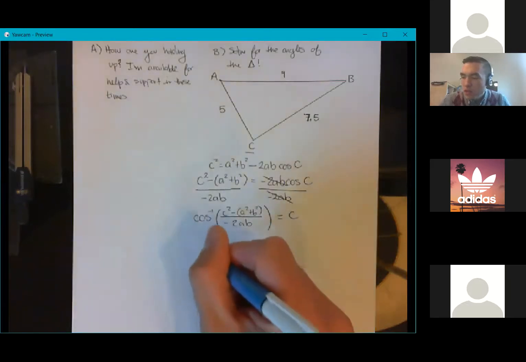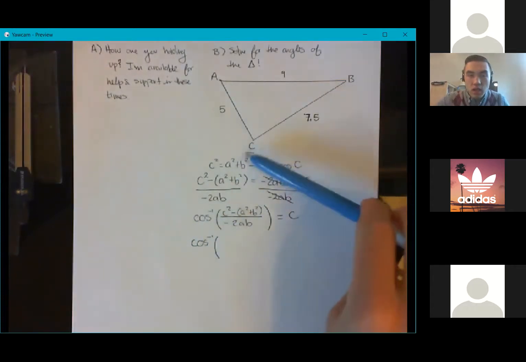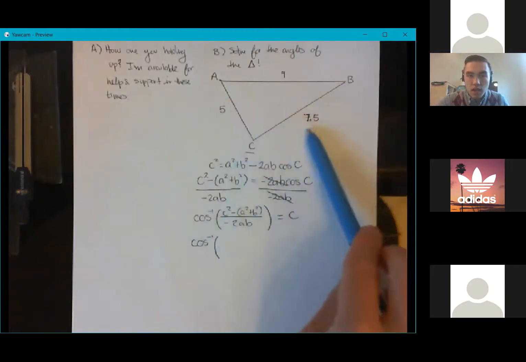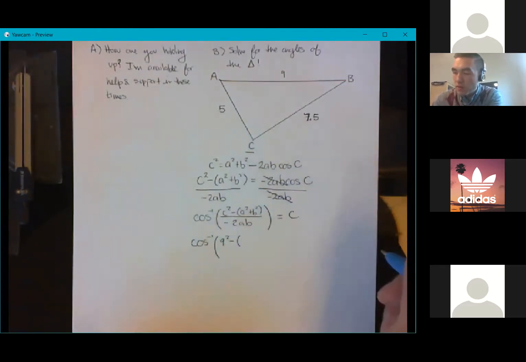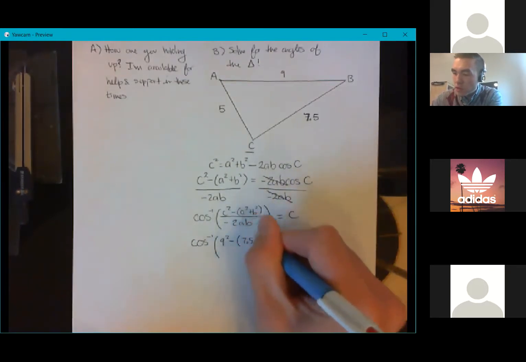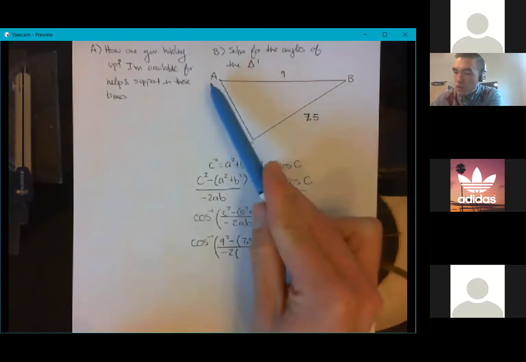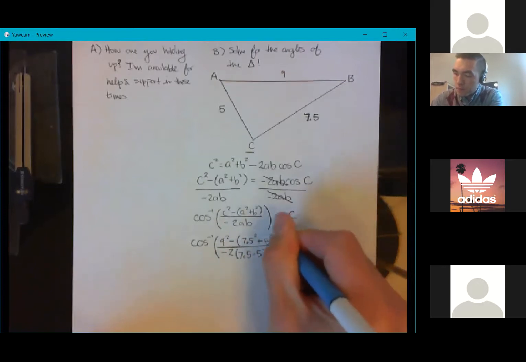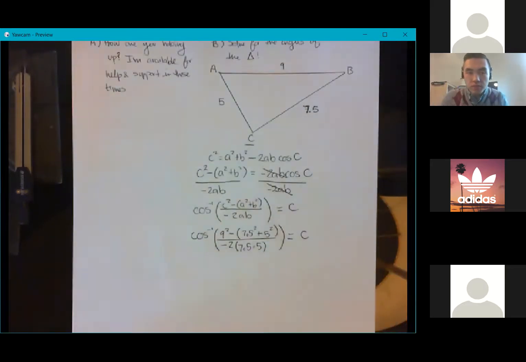No? Okay. So this is the same as inverse cosine of, and when it comes to the sides, it's always matched opposite, matched opposite, matched opposite. This is side C, side B, side A. So this is going to be equal to 9 squared minus the quantity of 7.5 squared plus 5 squared, then divided by negative 2 multiplied by A and B, which is 7.5 and 5. Feeding this to our calculator should give us back angle C.